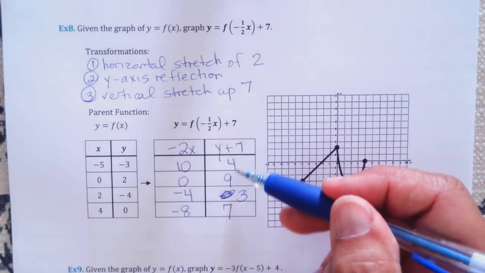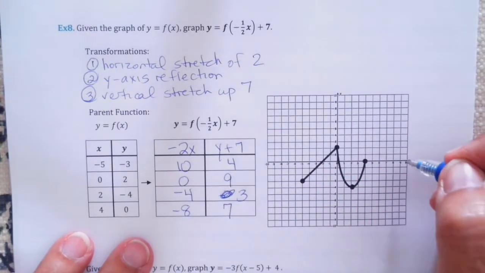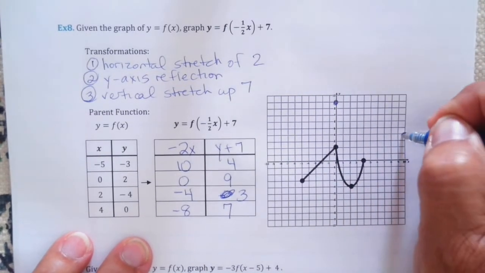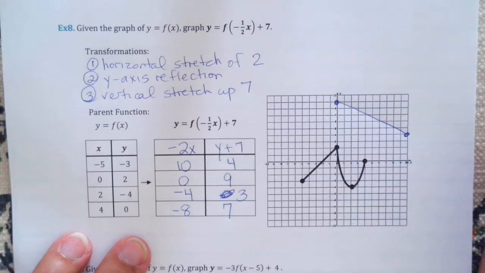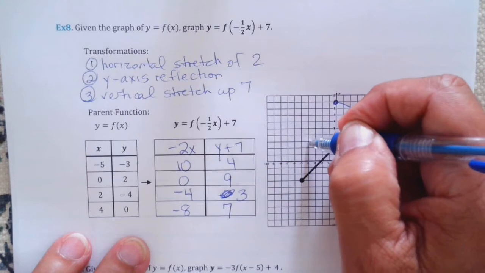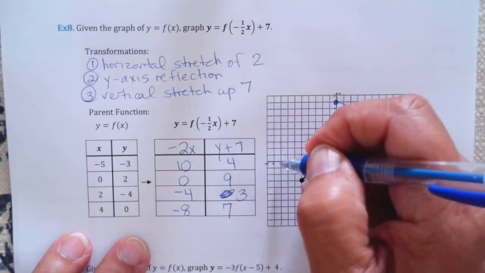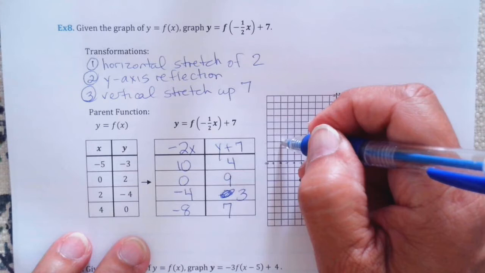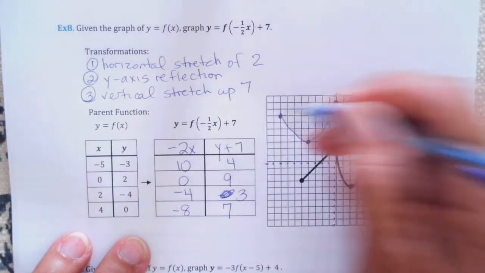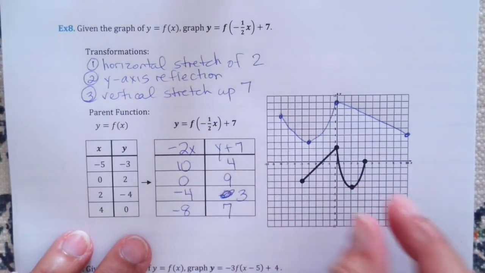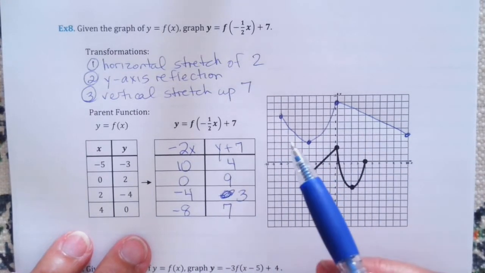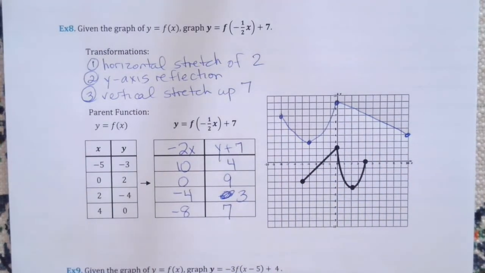All right, so remember, these first 2 are your straight line. So 10, 4, 1, 2, 3, 4, 0, 9. So there's your straight line. And then negative 4, 3. And negative 8, 7. And that's your parabola. All right, so we did a stretch horizontally from here to here, yes. We reflected over the y-axis, yes, and then we went up 7, okay?